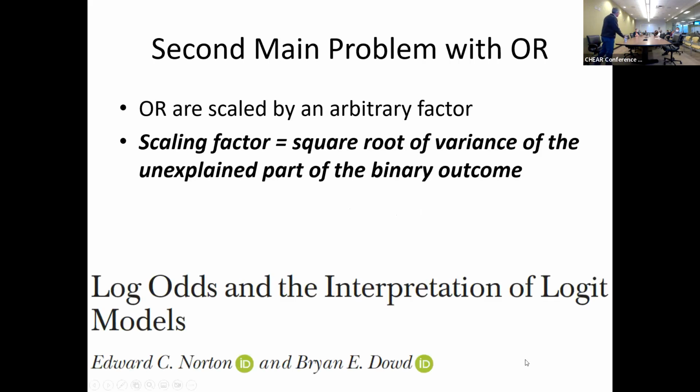All right, now things are going to get more interesting, I hope. This is the second problem with odds ratios: the odds ratios are scaled by an arbitrary factor. And the scaling factor is the square root of the variance of the unexplained part of the binary outcome. I'm going to come back and explain this more carefully with intuition from ordinary least squares regression. And for those of you who are more mathematically inclined and want to know more about this, you can see the full derivation in this Health Services Research paper with Brian Dowd from 2018.